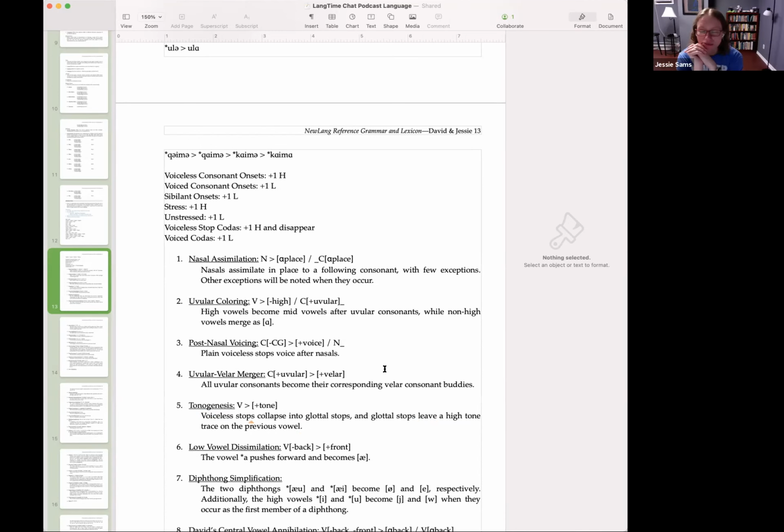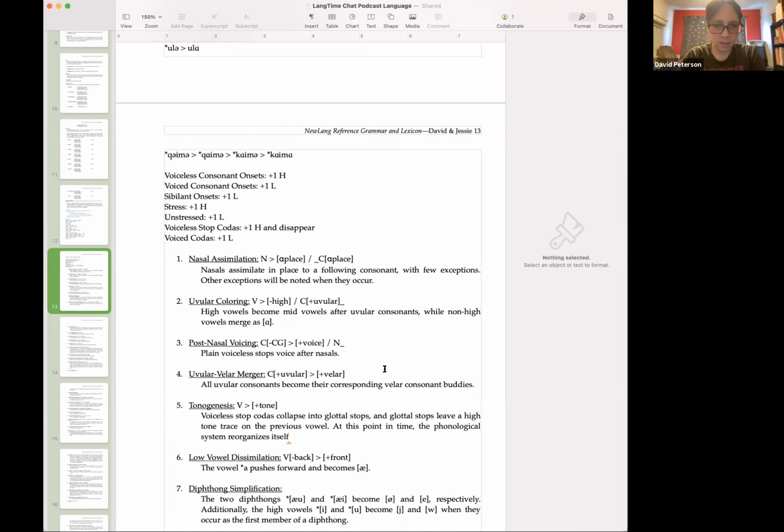Thank you. Because we don't want to get rid of all voiceless stops. Yes, absolutely. Otherwise, we would get rid of all voiceless stops. Okay, so leaving a high tone trace on the previous vowel. At this point in time, the phonological system reorganizes itself and the language becomes fully tonal. Okay, let me think how I want to do this now. What I want to do next.